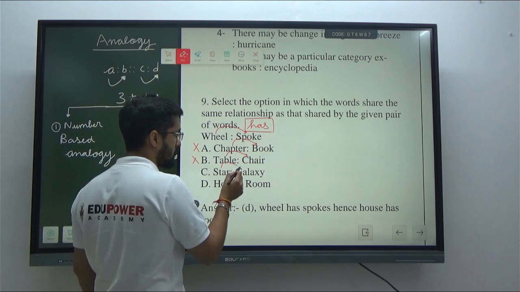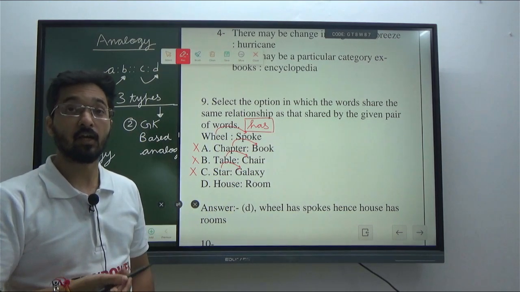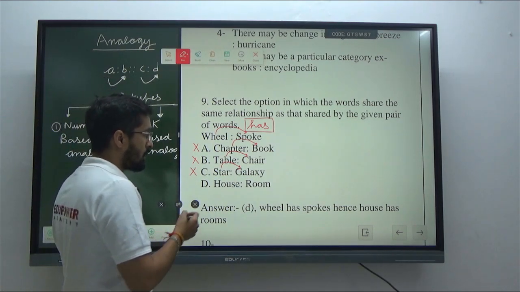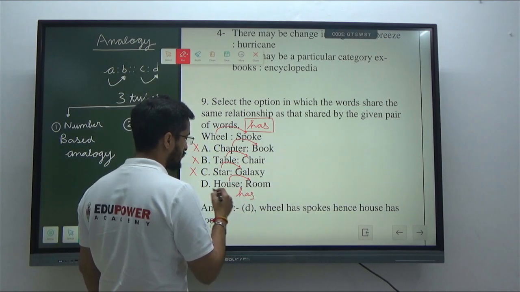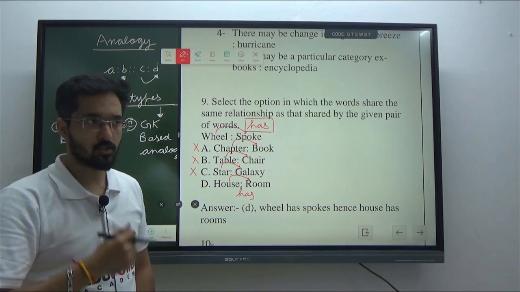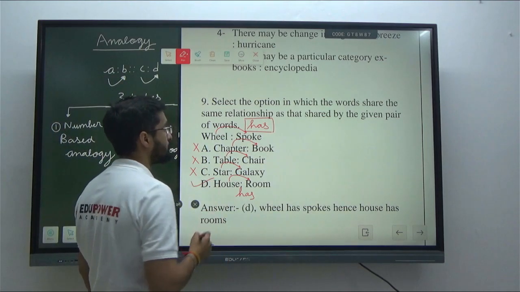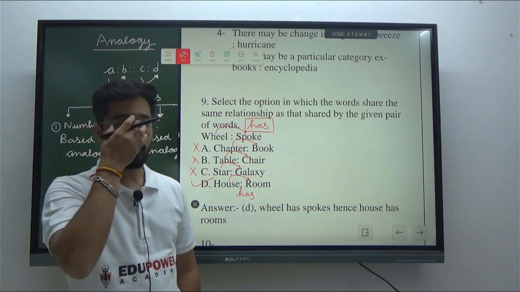Star has galaxy? No, star does not have galaxy. Okay, galaxy has stars in fact. House has rooms. Now this is correct, okay, because we know that house has rooms. So this is correct. So the answer for this question is D.